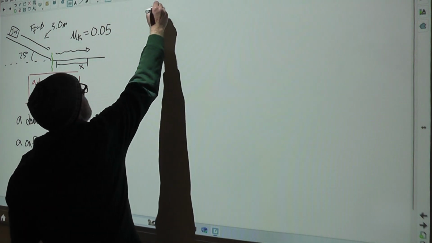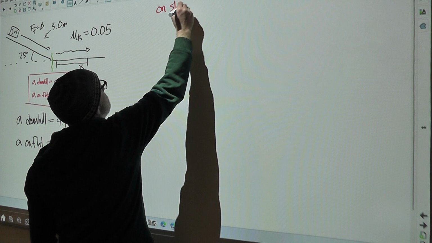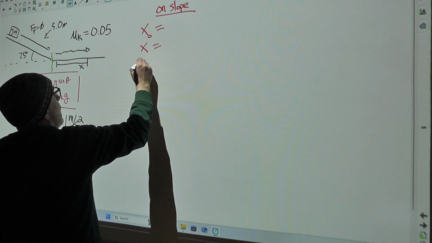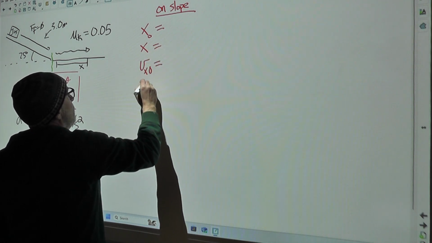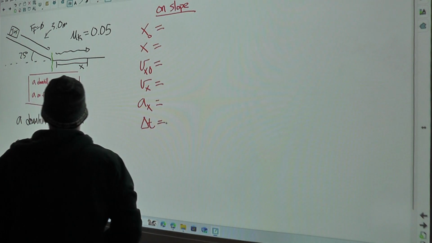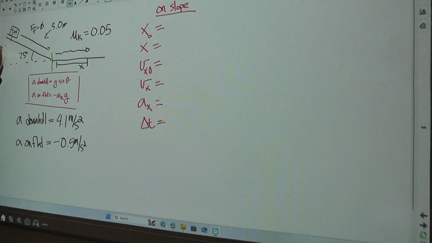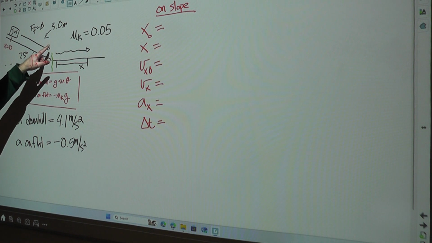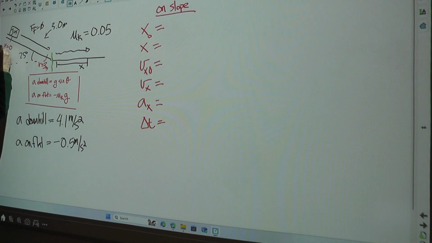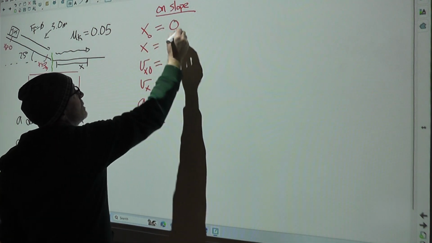So let's look at the slope first. We're going to have some initial position and some final position. We're going to have an initial velocity and a final velocity. We've got an acceleration and we've got an amount of time. And let's say that this is our position 0. And that means, since the slope is 3 meters long, our final position is going to be 3 meters. So our initial position is 0, final position is 3 meters.